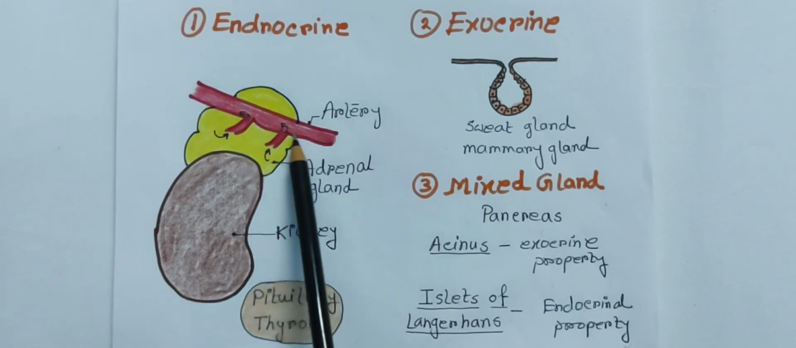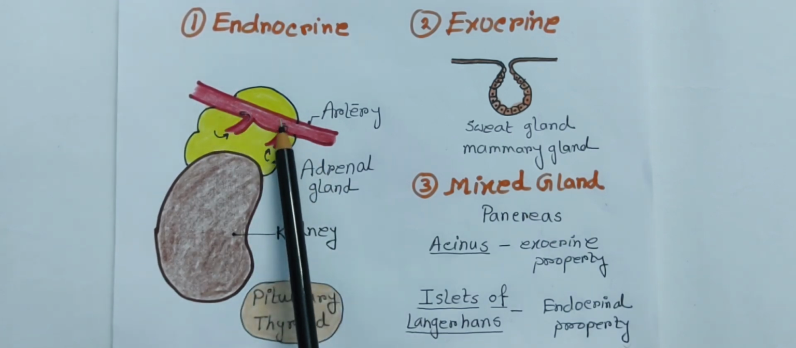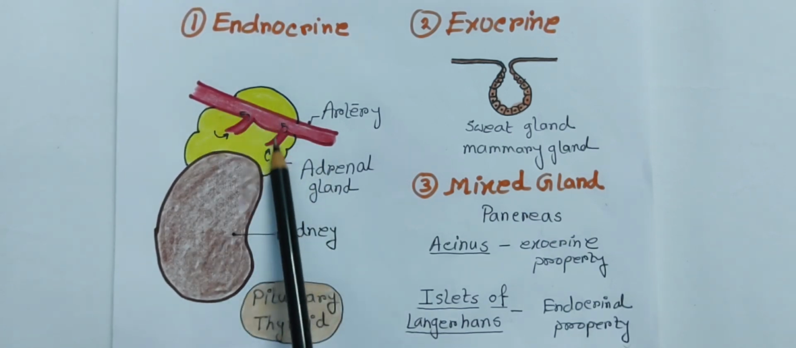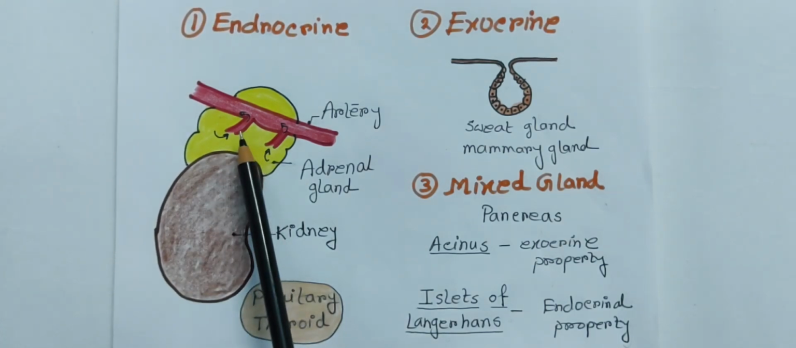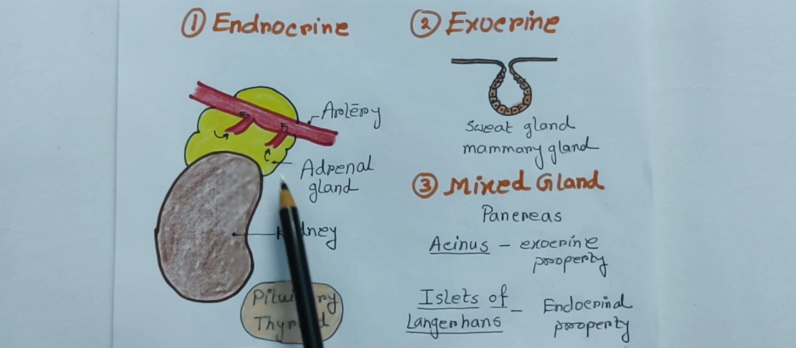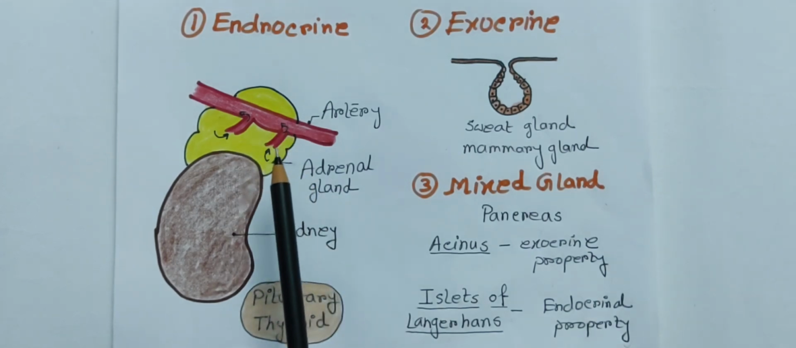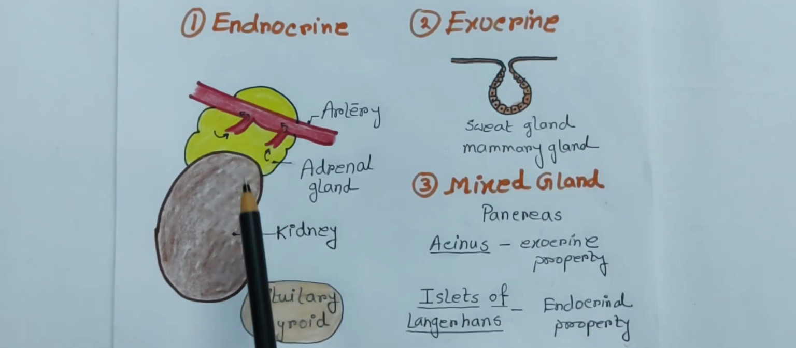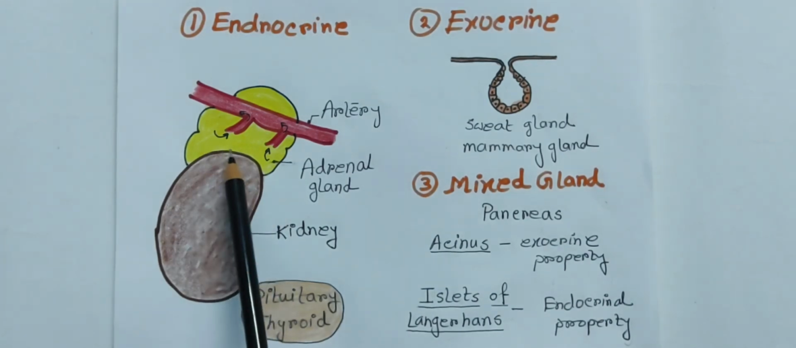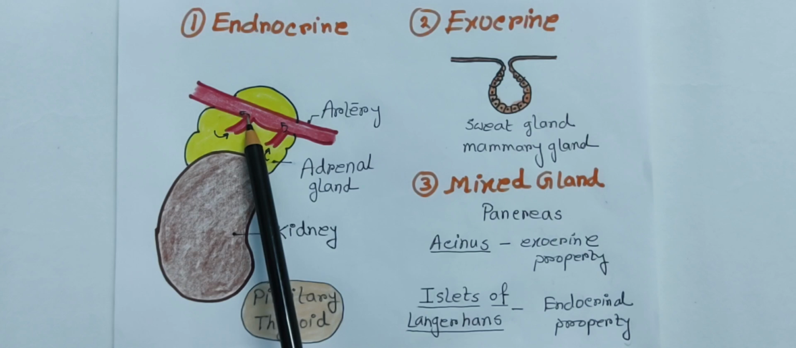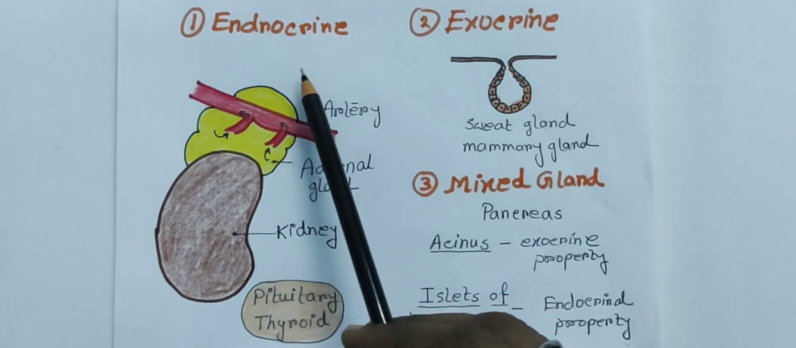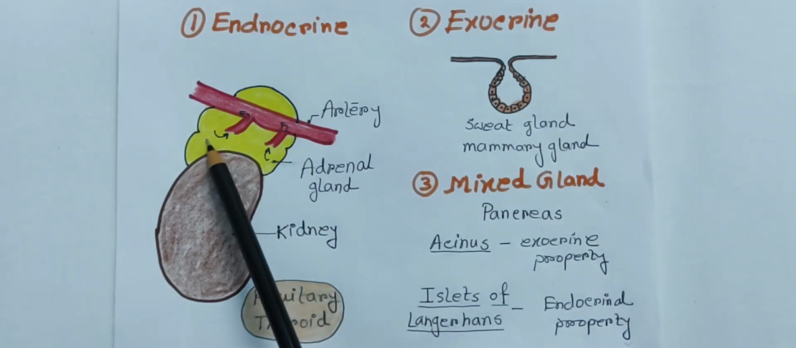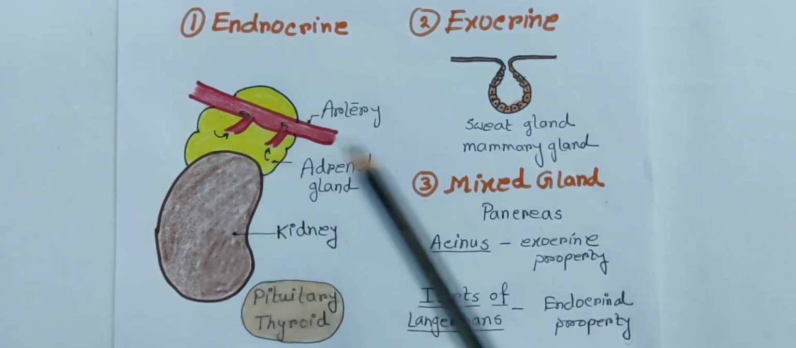Okay, this is the blood vessel or artery. This is the adrenal gland. Here is the kidney. The adrenal gland is located above the kidney, that's why it is also called the suprarenal gland. So here I am giving you an example of the adrenal gland. The secretion of this adrenal gland comes directly into the blood. Okay, so this is a type of gland called an endocrine gland, where the secretions go directly to the blood vessels.